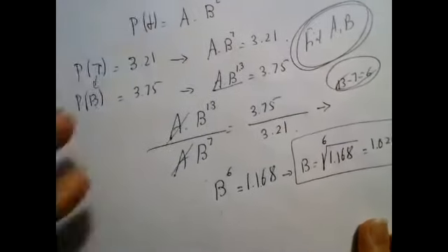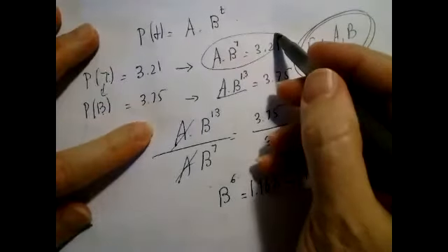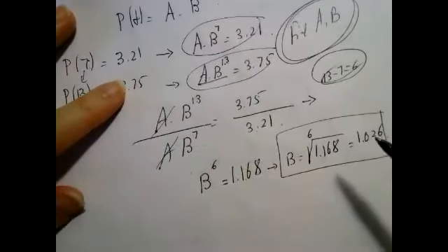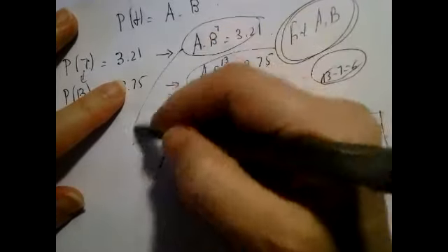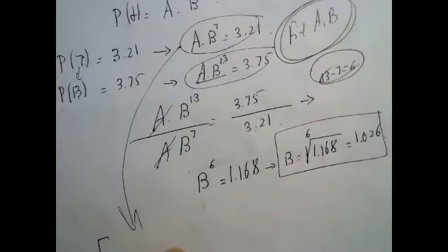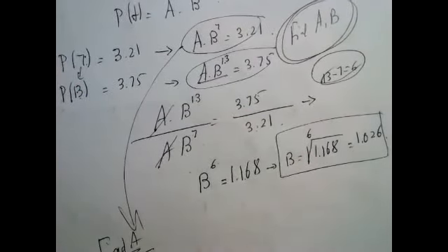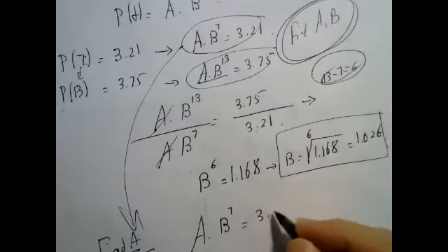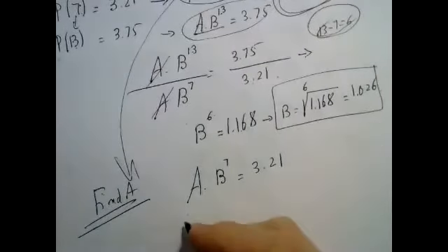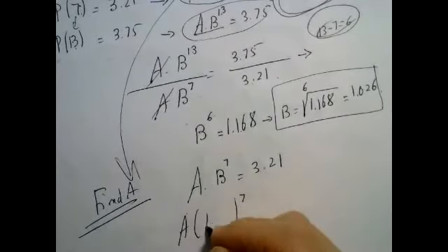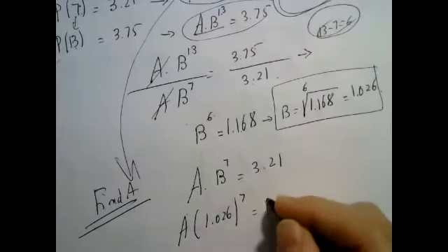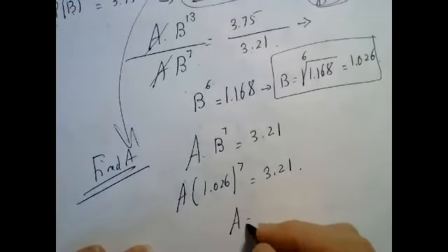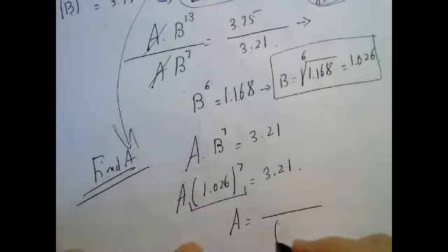Once you have the B, you have the A immediately. You can use this equation or this. You are free to use each one of them. Regardless which one you use, we will get the same A. So let me use the first one. Now we're going to find A. All right. We have A times B to the 7 equal to 3.21. Now I plug in the value of B here, and then I isolate my A. We isolate it by dividing by this term.